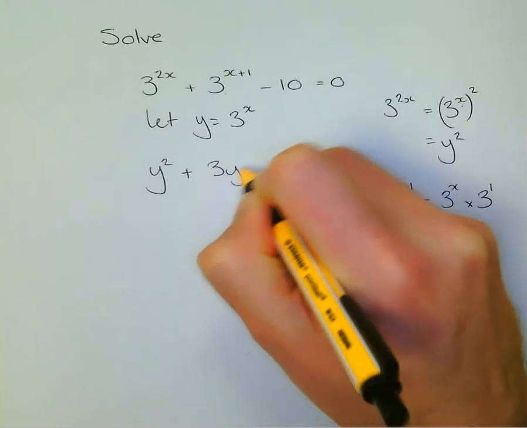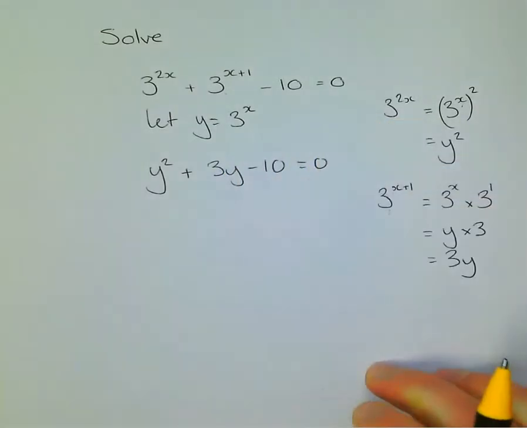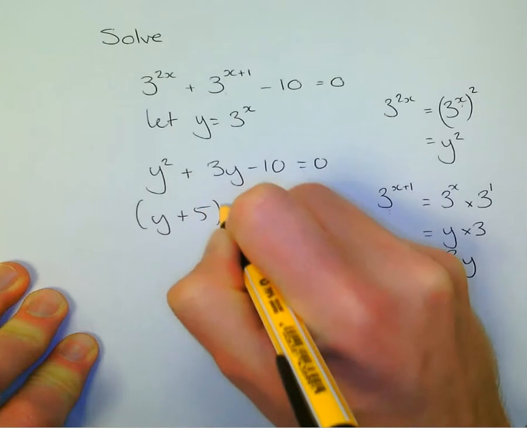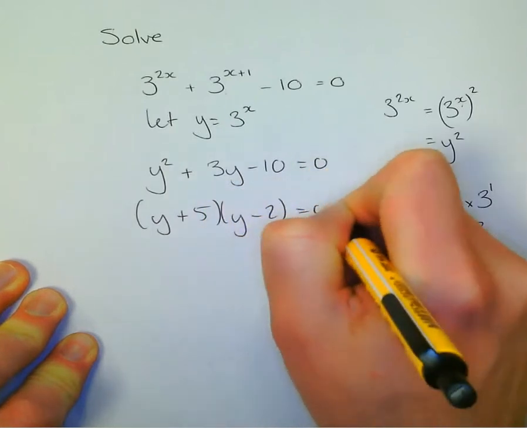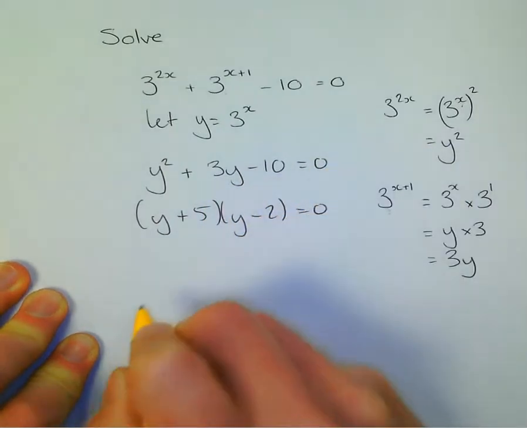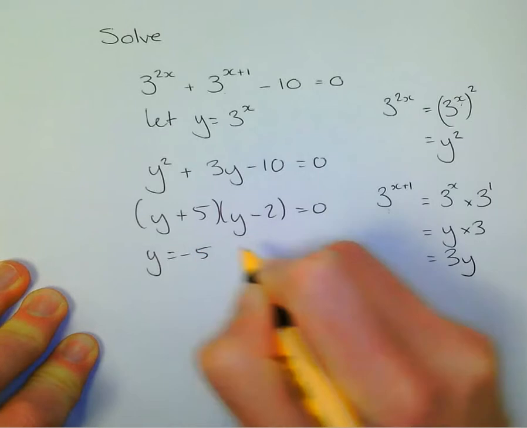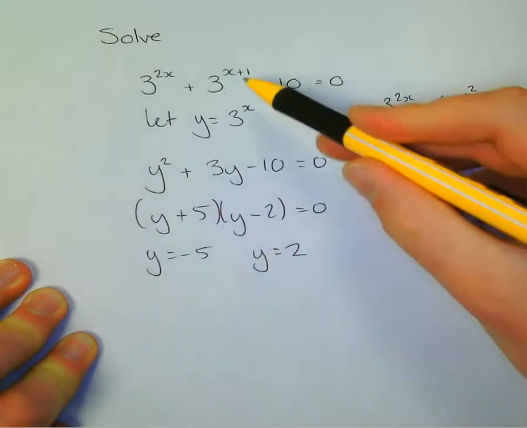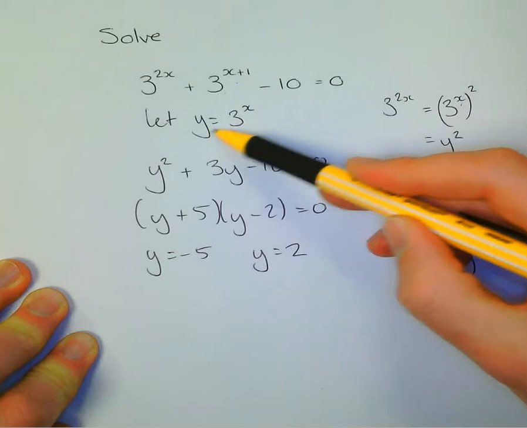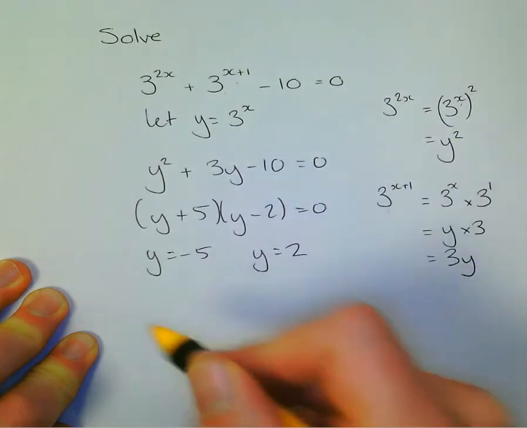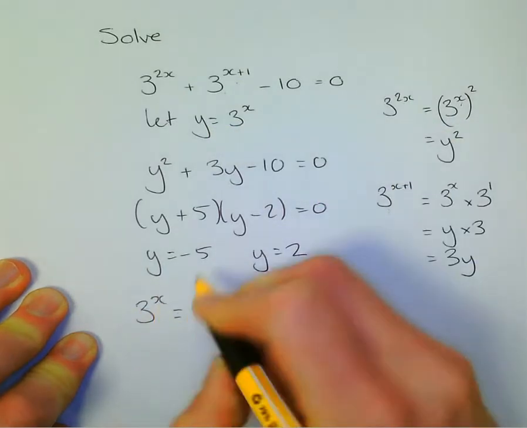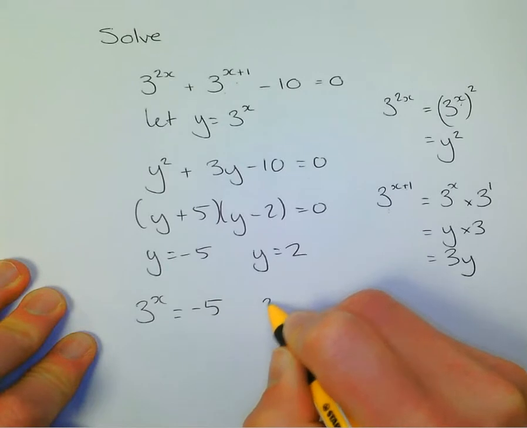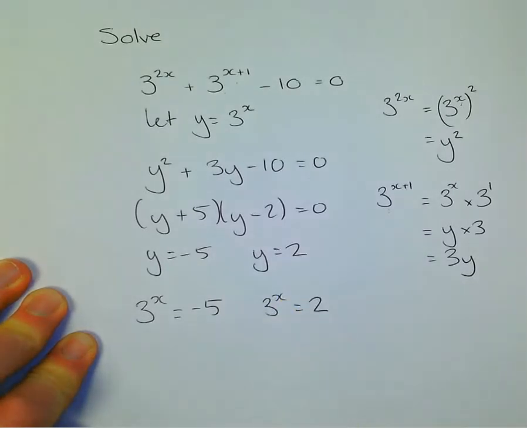So now what I have is a quadratic equation. I can quickly factorize that, and we're going to get two answers of y equals -5 and y equals 2. But that's not the question. The question was solve for x. So we've got to just replace it with what we did earlier. So let's let 3 to the x equal -5, and let's do 3 to the x equals 2.